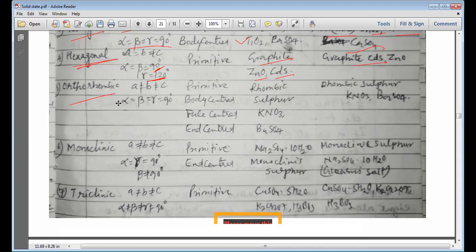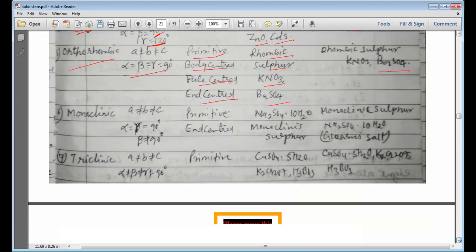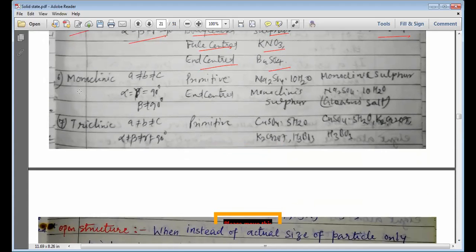Then you have the orthorhombic unit cell, where a is not equal to b is not equal to c and the angles alpha equal to beta equal to gamma equal to 90 degree. Here you have the four types of unit cell you can see: primitive, body centered, face centered and end centered. The examples are rhombic sulfur, KNO3 and BaSO4 for the orthorhombic unit cell.